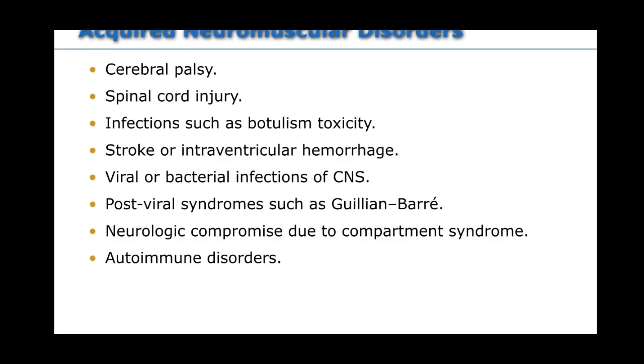All right, some acquired neuromuscular disorders, CP or cerebral palsy. We'll spend a little bit of time on that. There's a wide range of things that can cause that. Spinal cord injury, botulism toxicity, a stroke, of course. If you have a sickle cell child, you have to think about stroke. Intraventricular hemorrhage, if you have a preemie, they are really susceptible to those just because of their prematurity. Viral bacterial infections or post-viral syndromes such as Guillain-Barré.